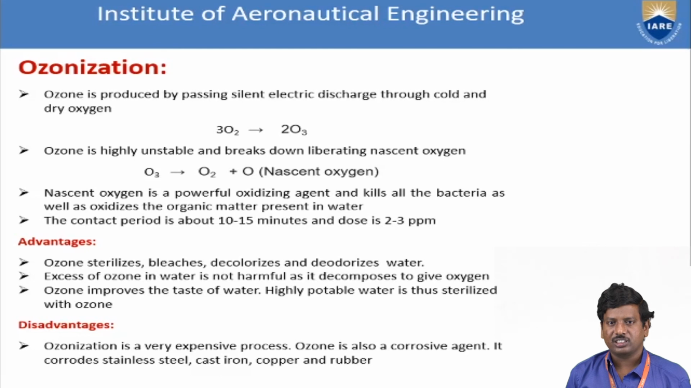What are the disadvantages of this method? Ozone is a very expensive process, that means it is not cost effective. Ozone is also a corrosive agent. It corrodes stainless steel, cast iron, copper and rubber. That means two main disadvantages: one is the expensive process, and it produces corrosion in the stored water tanks.